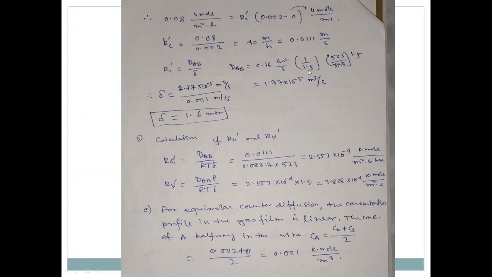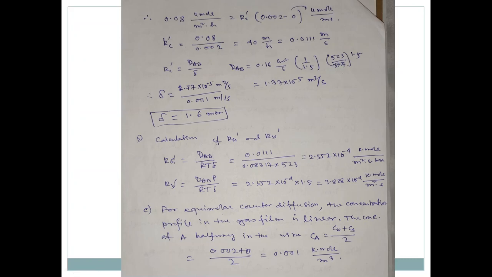Pressure is high. Okay, so this is the pressure effect. That was at 1 atmosphere. If it is 1.5 atmosphere, the pressure is higher, so that is the relation. And for temperature, you have been given 100 degree. You should always consider that dAB you have to calculate at the process condition.